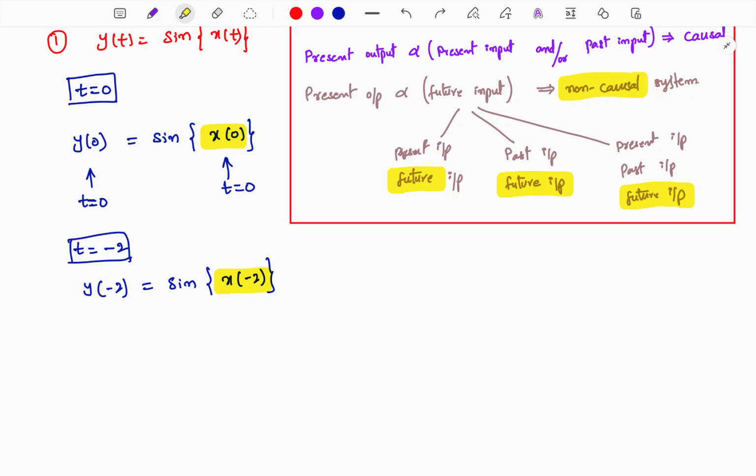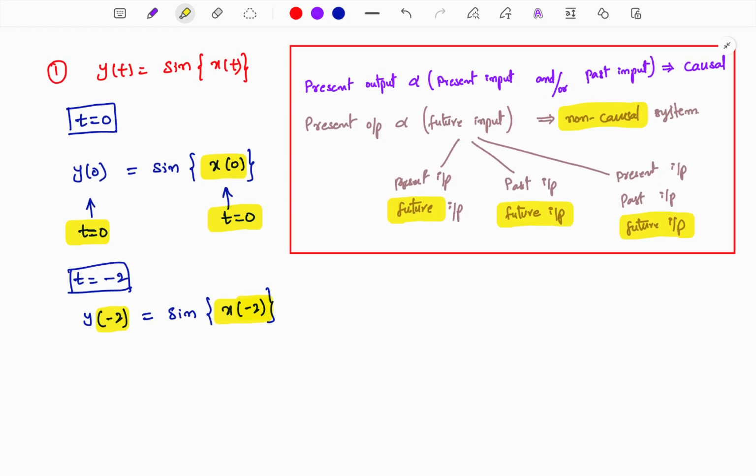Here the output at t equal to 0 depends on the input at t equal to 0. Here also the output at t equal to -2 depends on the input at t equal to -2. If you take any value of t, this condition is satisfied. Means present output depends on only present input. So this system is a causal system.